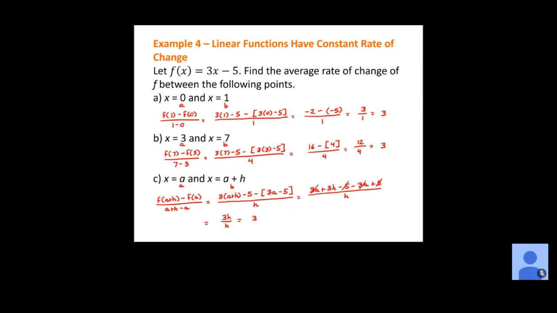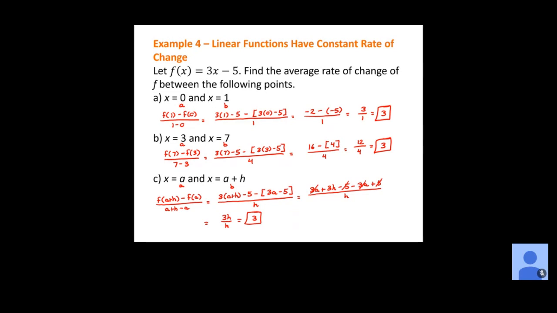Now, the thing that we need to recognize on this problem, in part A, we got 3. In part B, we got 3. And in part C, we got 3. The reason for that is that our original function was actually just a linear function. Its slope is 3. Therefore, the average rate of change between any 2 points on that graph is always going to be 3. It's always going to be the slope of whatever the line is.